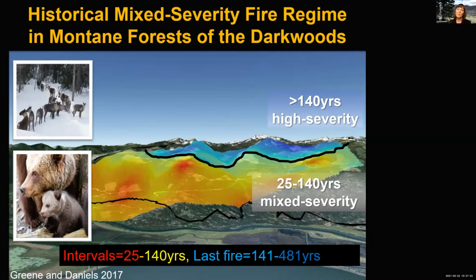In the case of the Darkwoods, currently owned by the Nature Conservancy of Canada, understanding these fire regimes is really critical. It has strong influence on the habitats of both grizzly bears and caribou, two species of interest and being managed in this particular landscape.